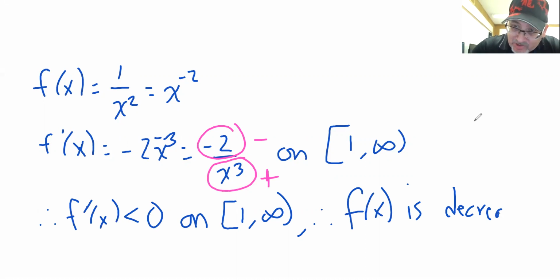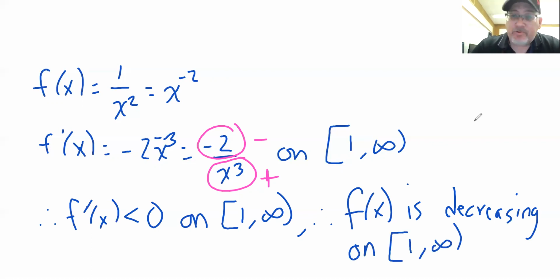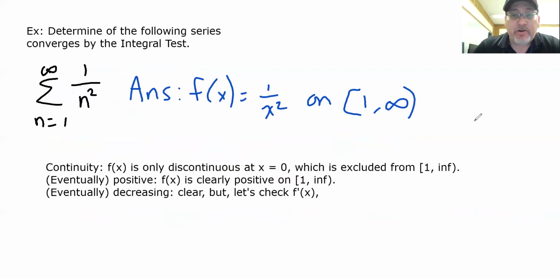Not wrong to say it's eventually decreasing, but it never wasn't decreasing. Our function is decreasing on the interval 1 to infinity. So the derivative there wasn't too bad. It wasn't too hard to figure out that it's always negative on our desired interval. Okay, so all the criteria are met.